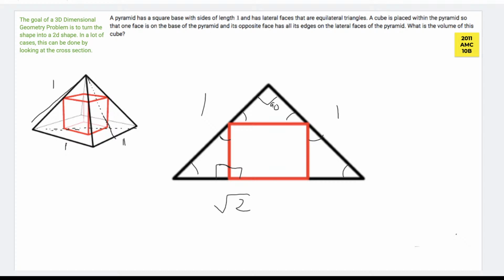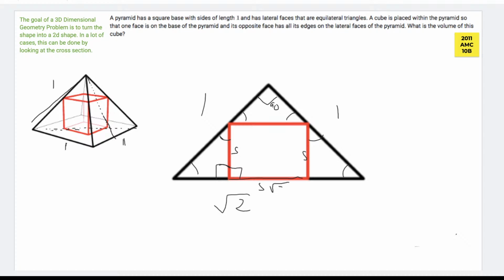We don't know the length of the cube, so let's say it is S. So we know that this length from here to here is just the height of the cube, S. And this is S. This length over here, this thing, is not S. That's the most important part to realize. It's actually S times the square root of 2.